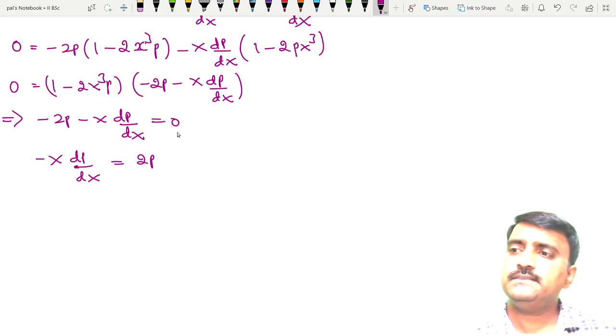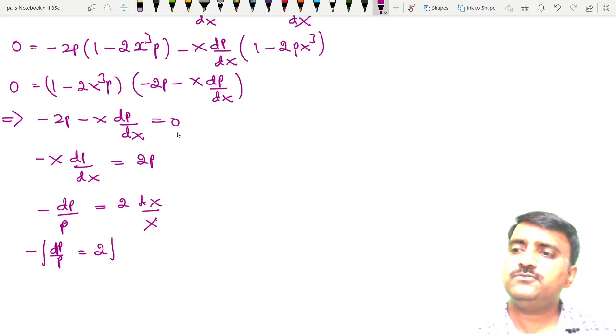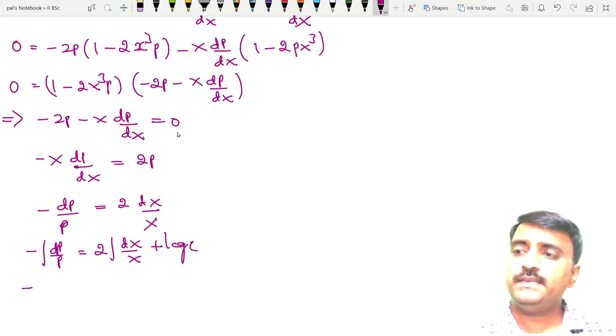Okay, now again you write this as minus dp by p is equal to 2 into dx by x. Integrating, minus integration of dp by p is equal to 2 into integration of dx by x plus constant of integration, you take this log c. So minus log p is equal to 2 log x, because integration of 1 by x is log x, plus log c.